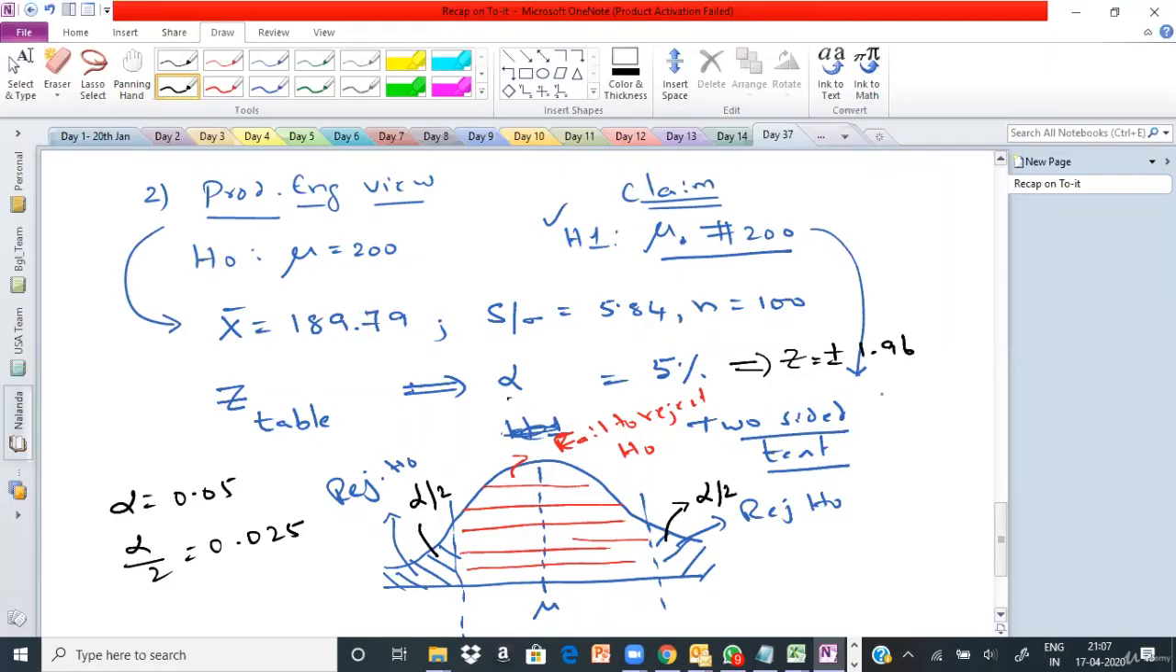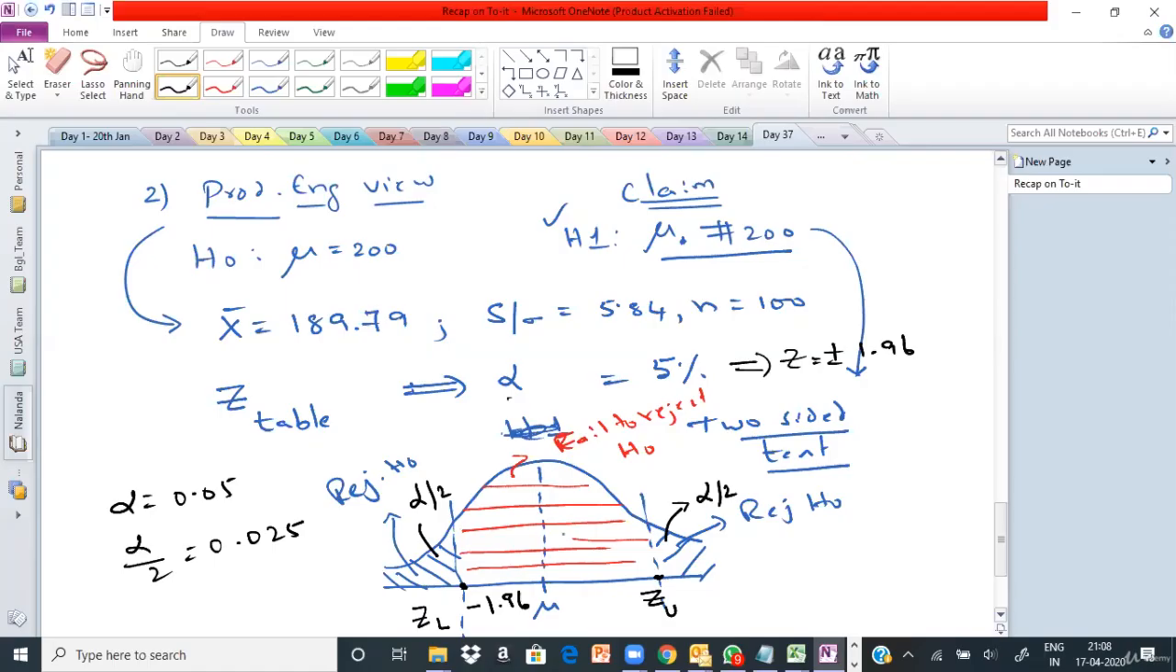Now since this 1.96 is plus or minus, because the test is two-sided, that means both the sides. This is my minus 1.96, which is called Z lower, the lower side of the Z. This is my upper side, which is called Z upper. So in between, you need to calculate your Z cal.